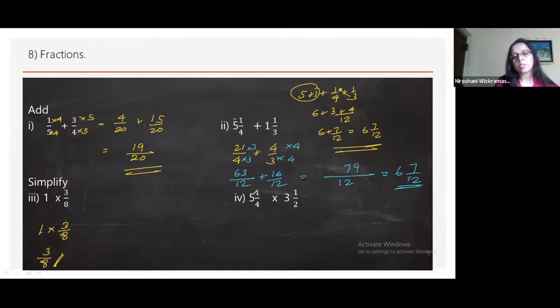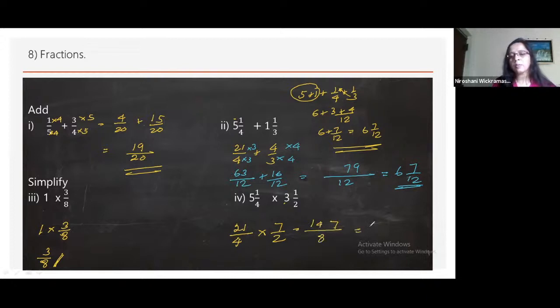Multiplication. First convert to improper fractions. 4 times 5, 20 and 1, 21 over 4 into 2 times 3, 6 and 1, 7 over 2. Now simplify. 21 over 4, 7 over 2. Can't cancel this 2. It's okay then. 7 times 21, 147 over 4 times 2, 8.